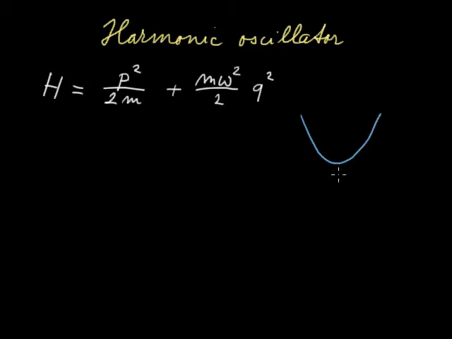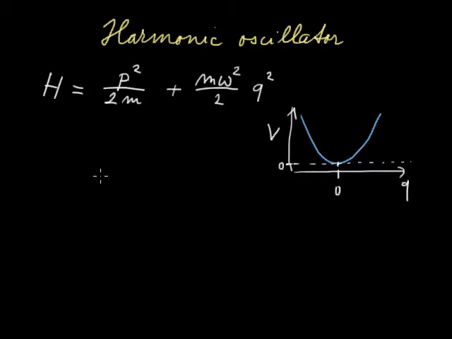So the potential looks like a parabola. Here we have the coordinate q, and here, where the potential has its minimum, is 0. In this particular case, this is the potential energy, and here is 0. So the 0 point is down here.